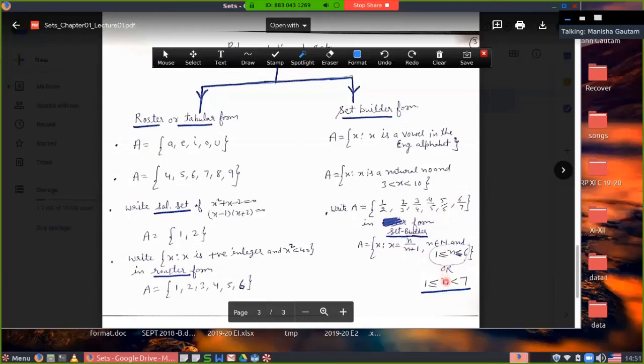I can write here the limit of this n as n greater than equal to 1, less than 7. Less than 7 means what? Up to 6. Both ways are okay. Both ways are right to represent the set builder form. And similarly, you can put so many ways to write down the set builder form.